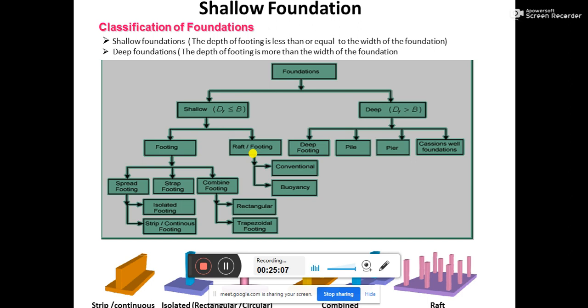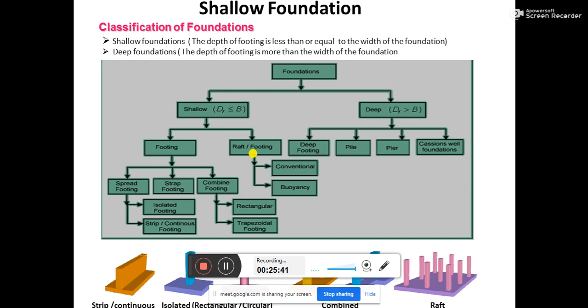Every foundation will have two criteria: one is the width, that is the breadth of the foundation, and the other is the length. In most cases, while designing, analyzing or setting up the foundation, the primary criterion will be the breadth, and this breadth will be taken as the criterion for deciding whether the foundation is shallow or deep.